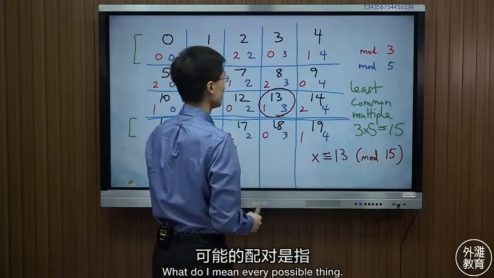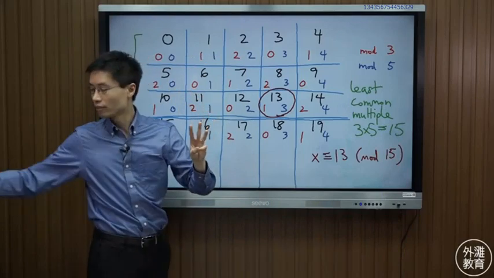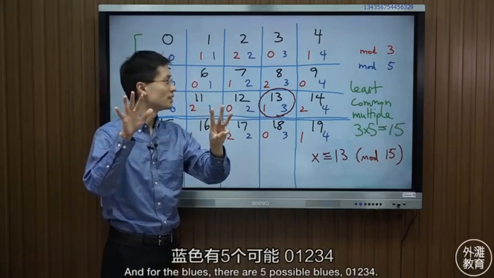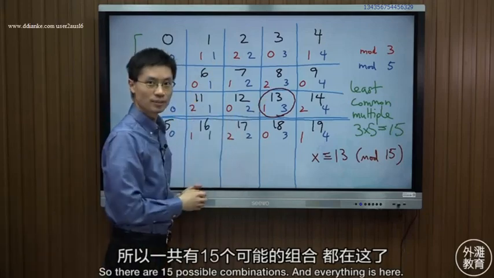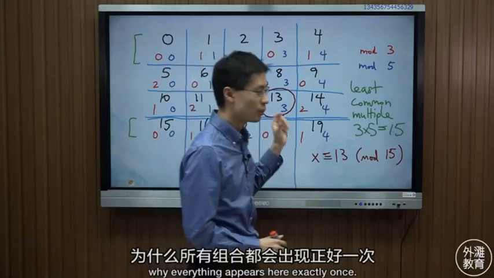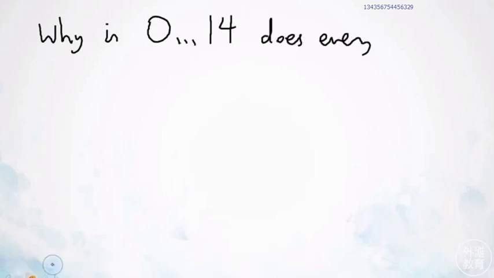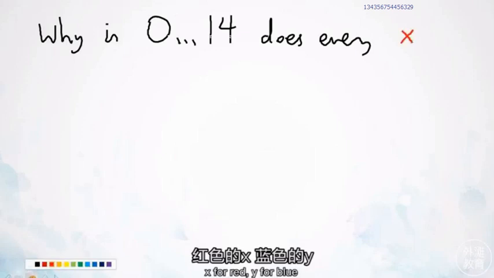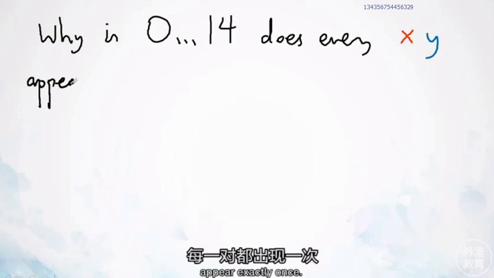What do I mean, every possible thing? For the red, there are 3 possible reds, 0, 1, 2. And for the blues, there are 5 possible blues, 0, 1, 2, 3, 4. So there are 15 possible combinations, and everything is here. So now I need to explain why everything appears exactly once. Why in 0 to 14 does every, I'll write it this way, x for red, y for blue, appear exactly once.